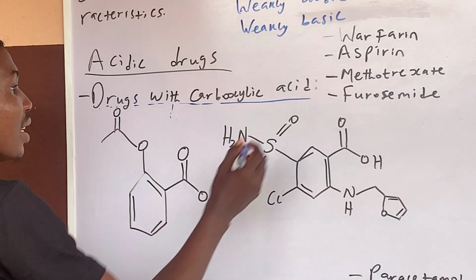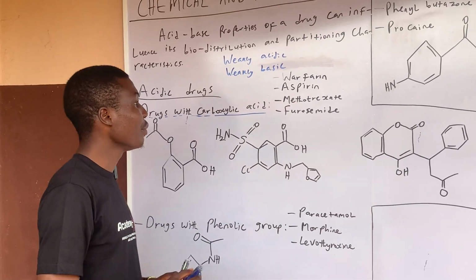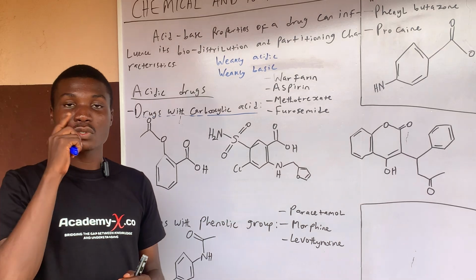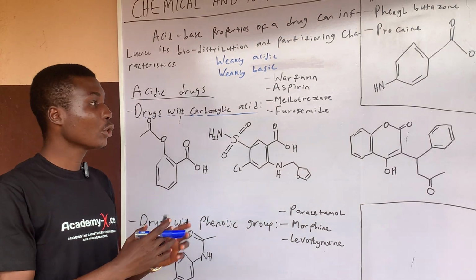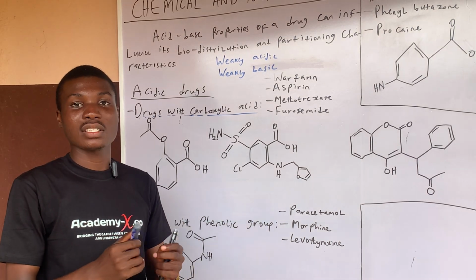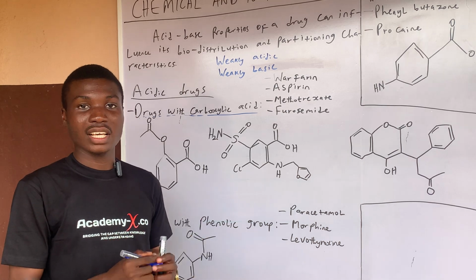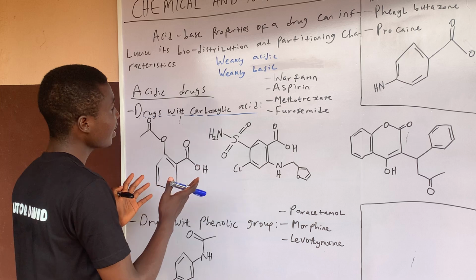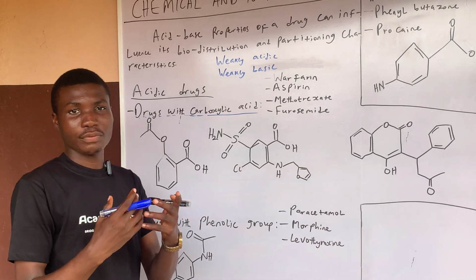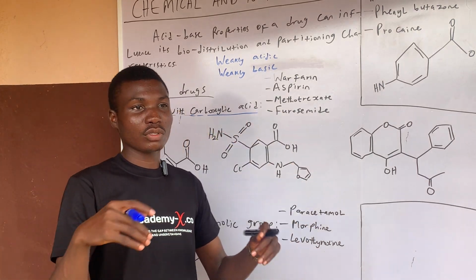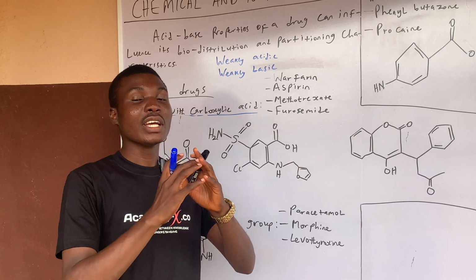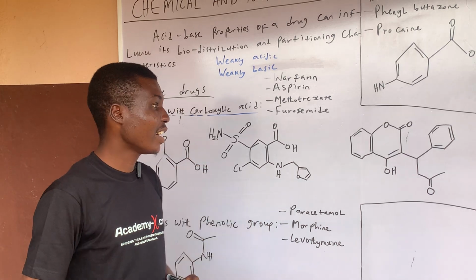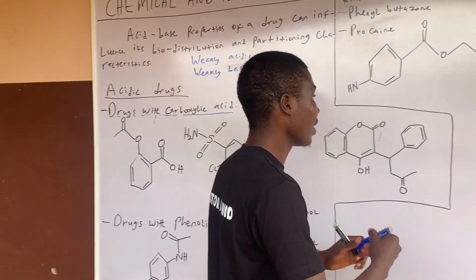Drugs with carboxylic acid. All right, before you make progress from here, I want you to make sure that you have gone through the basics of aromatic chemistry and organic chemistry, where you understand how to identify functional groups. For the carboxylic acid group, if you go to Google and type functional groups, you will see a lot of images showing different functional groups, so you can familiarize yourself with them. So let us look at the carboxylic acid group.